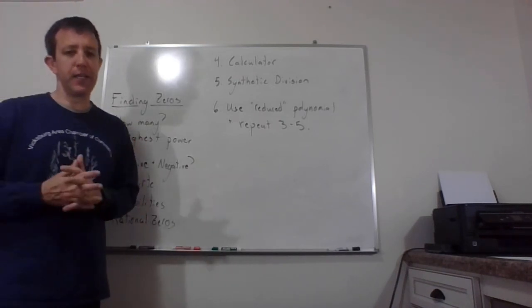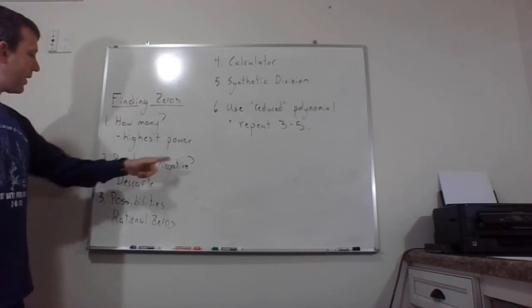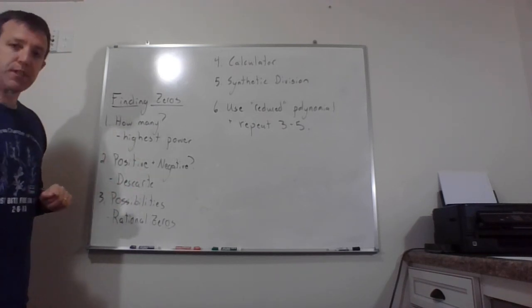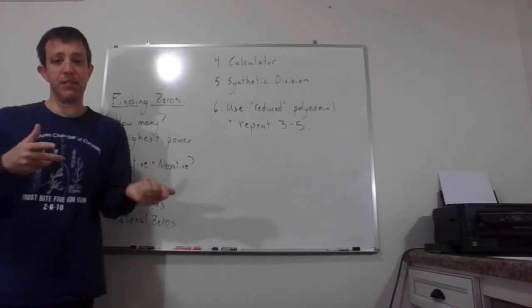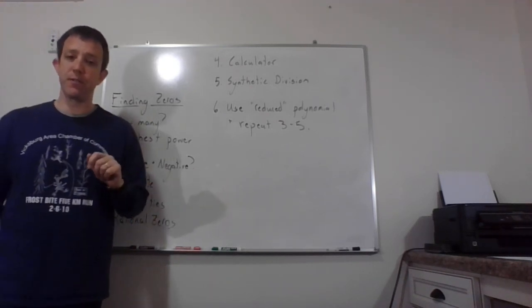And that's something we'll look at again in section, I want to say 6.2, positive and negative zeros. That's where we're going to use Descartes. How many are there? How many positives? How many negatives? What are your possibilities? That's the rational zeros theorem.